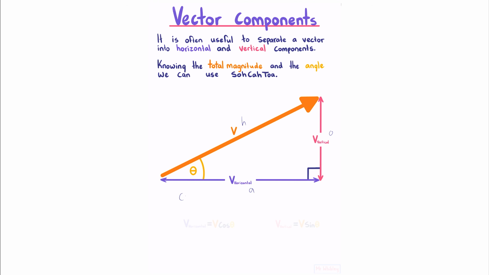for v horizontal, we can use that cosine of the angle is equal to our v horizontal divided by our hypotenuse v. Multiplying both sides by v gives us this equation here. We can do the same for our vertical using the SOH relationship, which is that sine of the angle is equal to the opposite, our v vertical, divided by our hypotenuse v. Once again, multiplying both sides by v gives us this equation here.